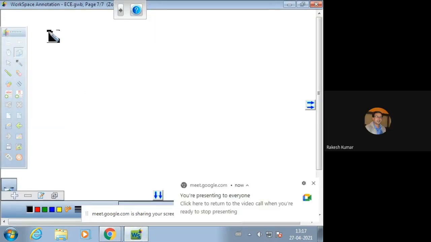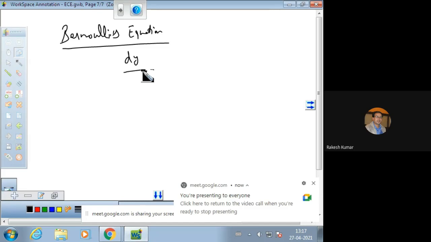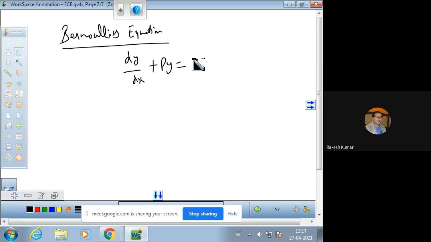Today we have to start with the solution of Bernoulli's equation. We have to find out the solution of Bernoulli's differential equation, or the equation reducible to linear form. So Bernoulli's equation is of the form dy by dx plus Py is equal to Q y raised to power n. Now here P and Q are functions of x only.